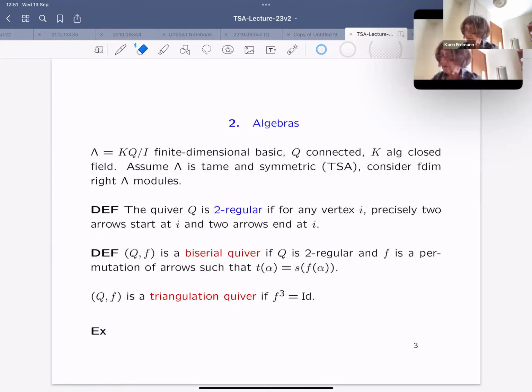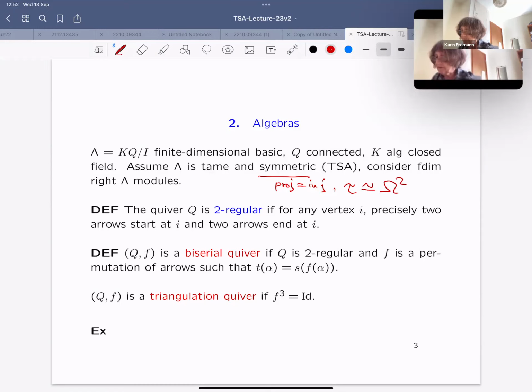For symmetric algebras, what I'm using is that projectives are injective, so projective is the same as injective. I'm also going to use that the Auslander-Reiten translate is the same as omega squared. This is very important.